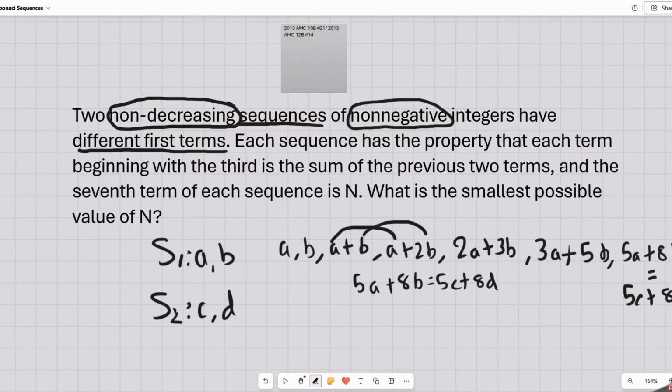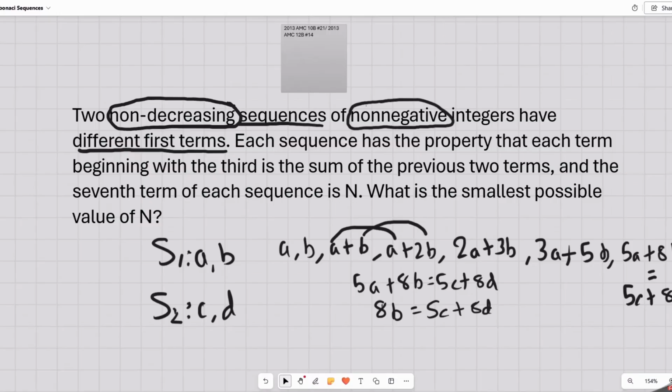Now we know that there's probably going to be a 0 in one of these sequences, and 0 can't be the second term. 0 has to be the first term, because if you have 0 as the second term, you clearly won't have an increasing sequence. You'll have a decreasing sequence, but it clearly says non-decreasing here, so you'll have to have 0 as your first term. So let's assume sequence 1's first term is 0. A is 0. So that's just saying that 8B is equal to 5C plus 8D.